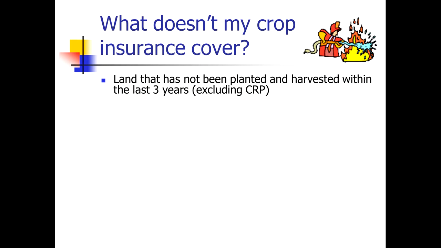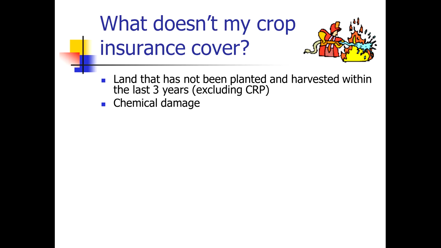Land that hasn't been planted or harvested within the last 3 years, excluding CRP. That's a big one. If you let some ground just sit idle, if it's in dry land hay, maybe you just had it come out of CRP and it was a little piece and you never touched it for over 2 years since it came out. That's not insurable unless we do a written agreement.